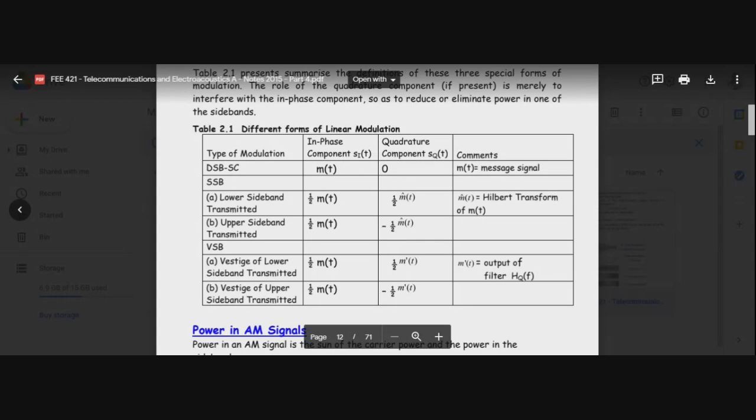So the SSB. When you want to have lower sideband, you have a half M of T, and then there's a half M hat, and we're explaining on the right that M hat is the Hilbert transform. I don't know whether you're familiar with the Hilbert transform, but in the notes that you're going to get, it is there. I would just tell you to read.